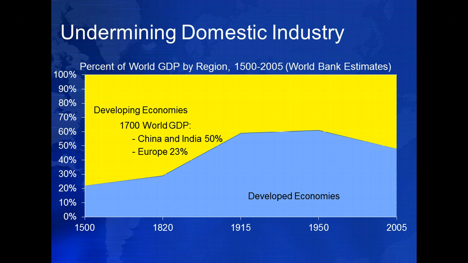But as colonialism progressed, that proportion declined. Developed countries, primarily the colonial powers, claimed a larger and larger share of the world's economic activity. We can also think of this in terms of economic activities of individual countries. In the year 1700, China and India together were responsible for about half of all global economic activity.